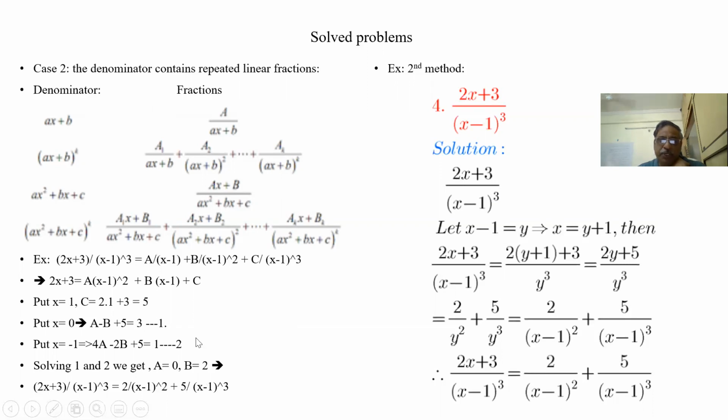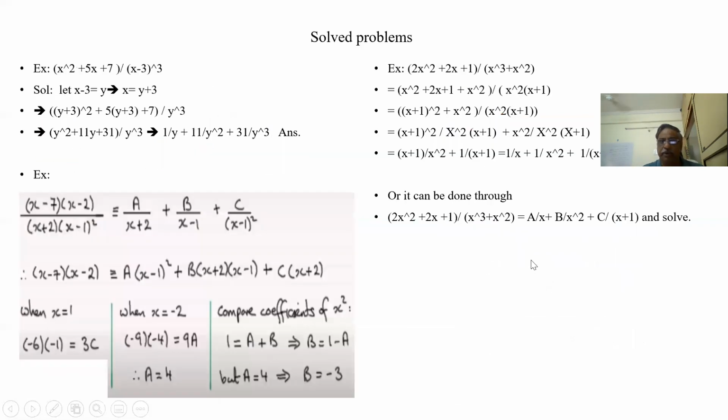Here, instead of doing all the A, B, C calculations, I am converting this into y. If I consider the denominator as y, I get y, y square, y cube like that, so I can easily split the top portion. Very easy. So 2 by y square plus 5 by y cube. Both methods are possible. As you practice more and more, you will get acquainted.